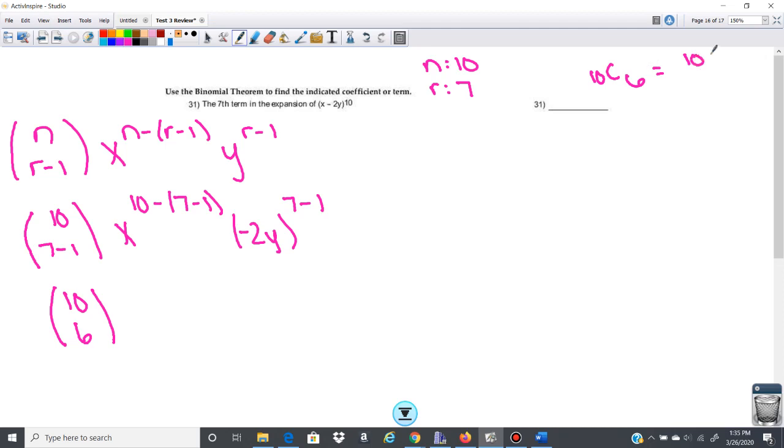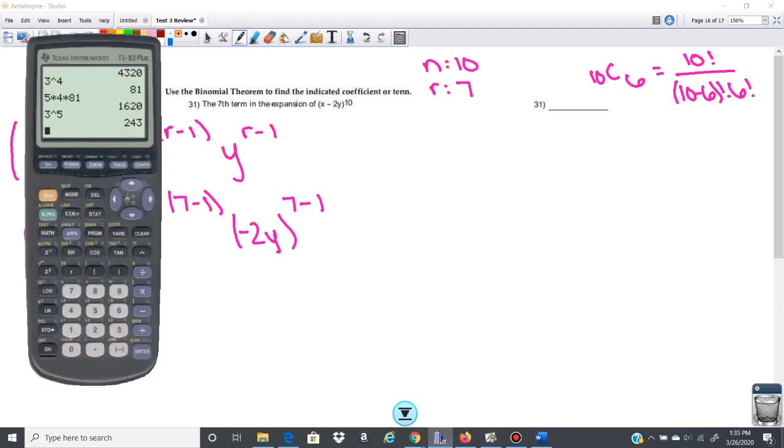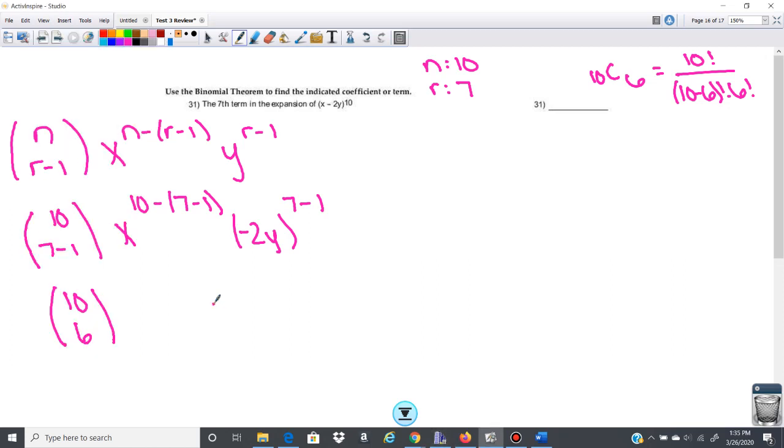So it is 10 factorial over 10 minus 6 factorial, 6 factorial. So what we can do here is you can put that in your calculator, or you can expand that out and work it. It's really simple in your calculator. You come here and you type in 10 and then go math, PRB, and nCr, and then 6. Yes, you get 210. Okay, so that's going to be the coefficient that we're using here. Okay, so 210.